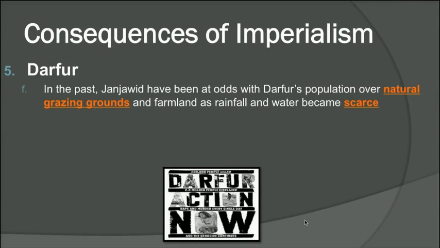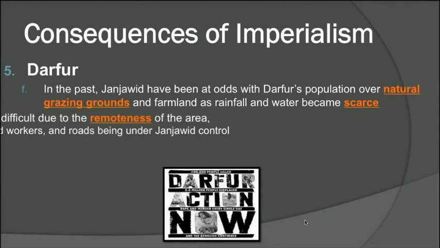In the past, the Janjaweed had been at odds with Darfur's population over natural grazing grounds and farmland, as well as rainfall, and because water becomes scarce. So you really want to say, why is this going on? Why are they kicking these people out? Why are they killing people? It's because the land in Darfur, I mean, you're in the northern part of Africa. You're close to the Sahara Desert. You're talking about competition for the land that will sustain life, the land that will produce crops and be able to graze animals so that people can live. And if you don't have access to that, it might mean you die. So there are people who are willing to take guns and move people away and kill people over this land.